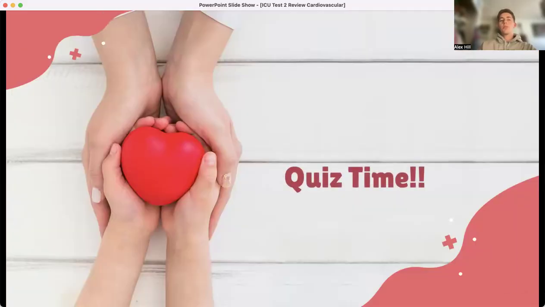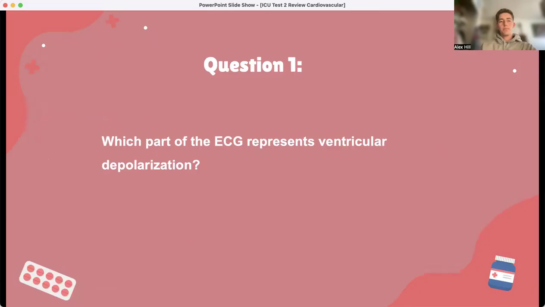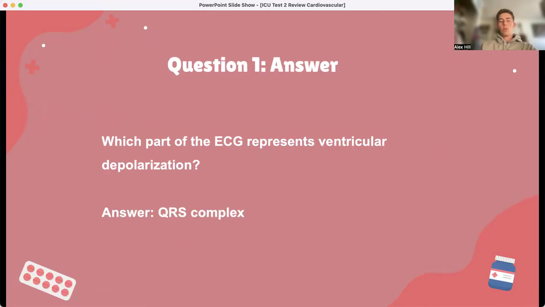Okay. All right, we're gonna do a quiz. So if you want to have time to think, go ahead and pause it after the question is asked. Which part of the ECG represents ventricular depolarization? It's the QRS complex, right?